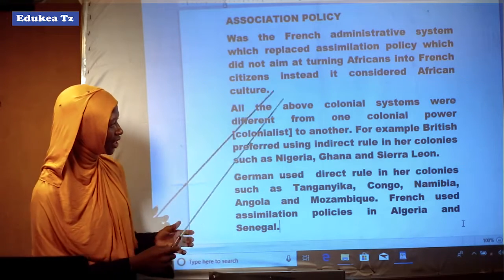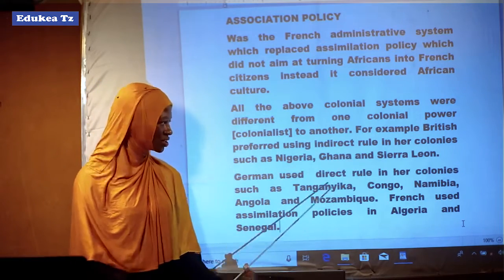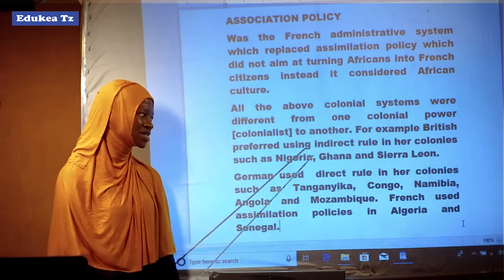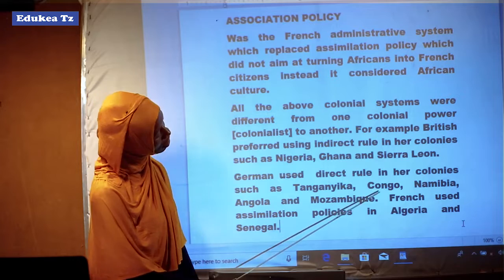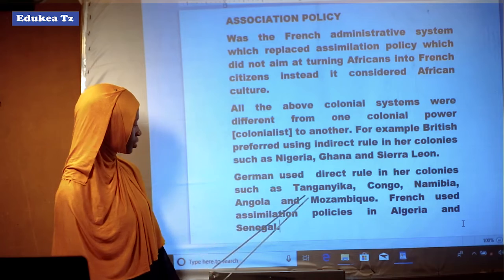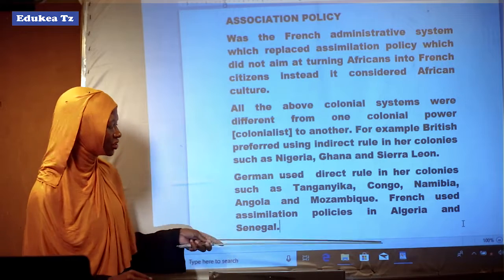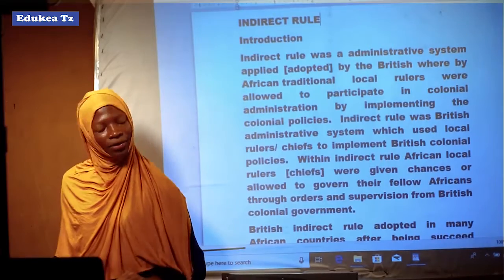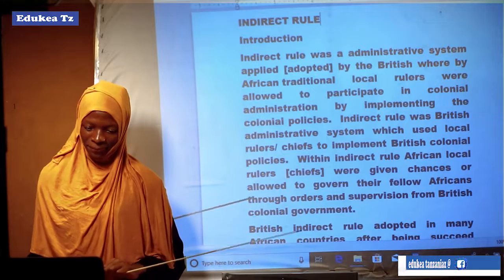In conclusion, for example, the British preferred to use indirect rule in their colonies such as Nigeria, Ghana, and Sierra Leone, while the Germans used direct rule in their colonies such as Tanganyika, Congo, Namibia, and Angola, and also Mozambique, while the French used the assimilation policy in Algeria and Senegal. Now let's try to analyze one after another in detail.